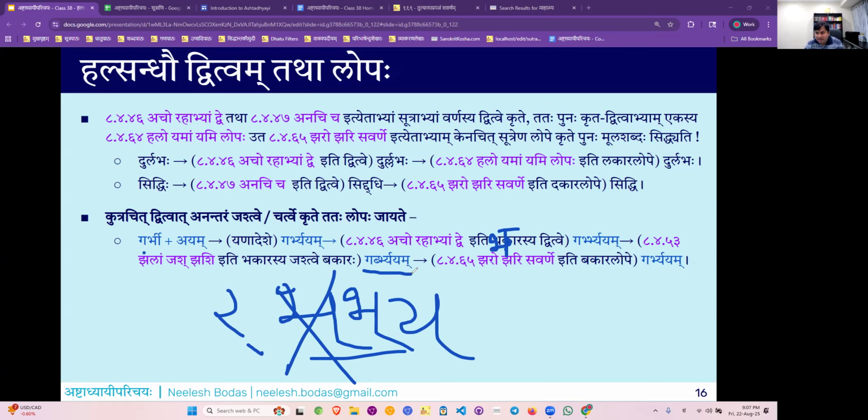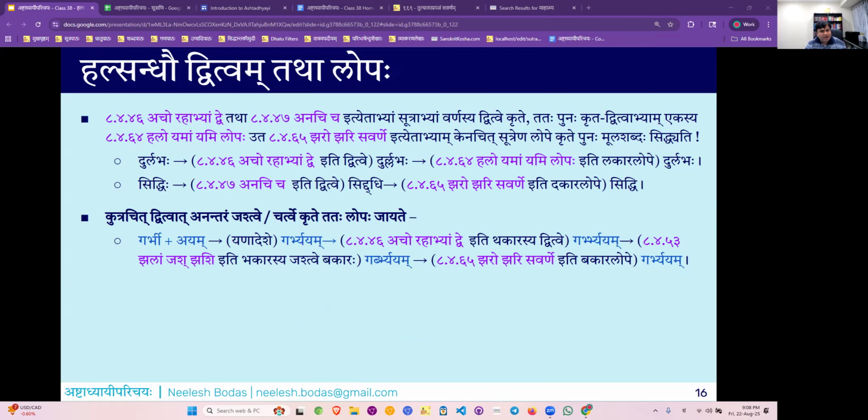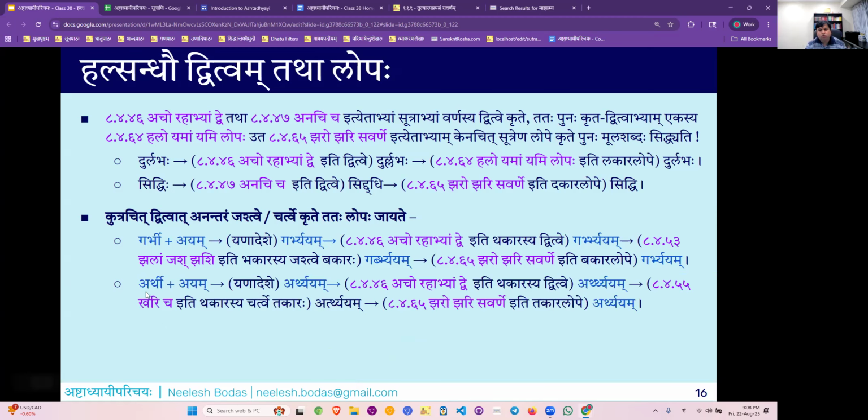Garbhyayam. In this situation you have ra, ba, bha and ya. Jharo jhari savarne: after a hal varna, a jhar varna has optional lopa when a savarna jhar varna follows. That b is gone, giving you back garbhyayam. Whatever was the result of yana sandhi, you get back the same. Similar examples can be given for chartvam also.